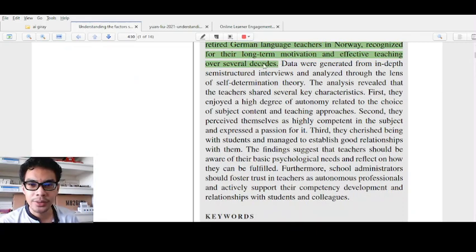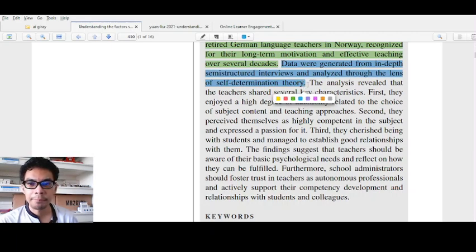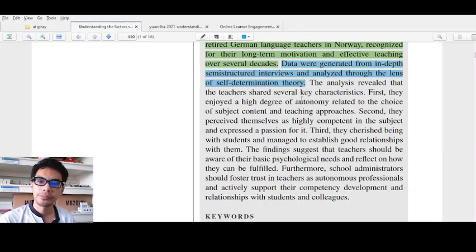Okay. Next one is the blue color. This is the methods. No need to tell how many participants you surveyed or interviewed. Just focus on where you got the data and how you were able to analyze it.